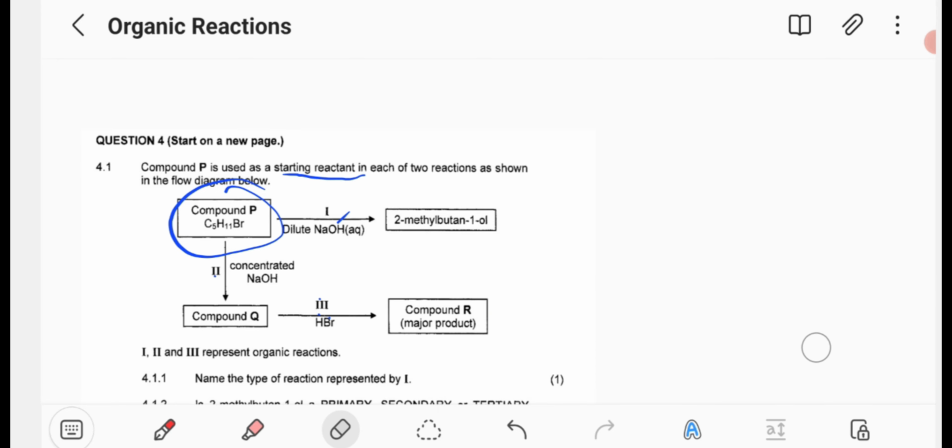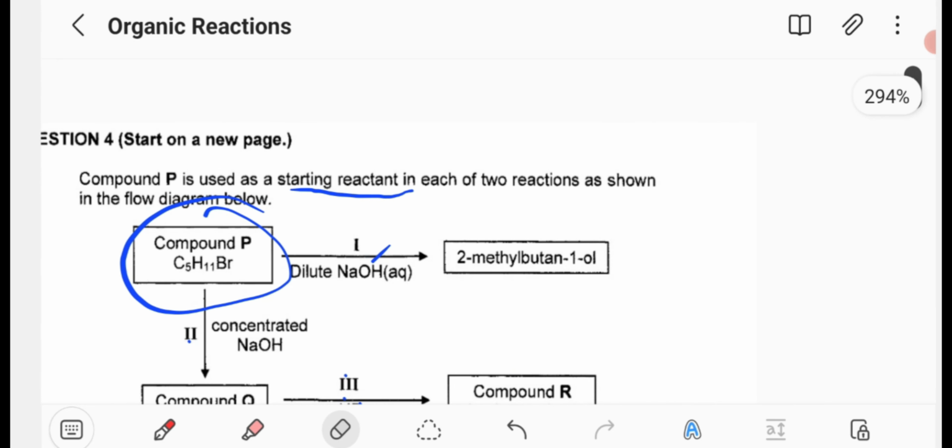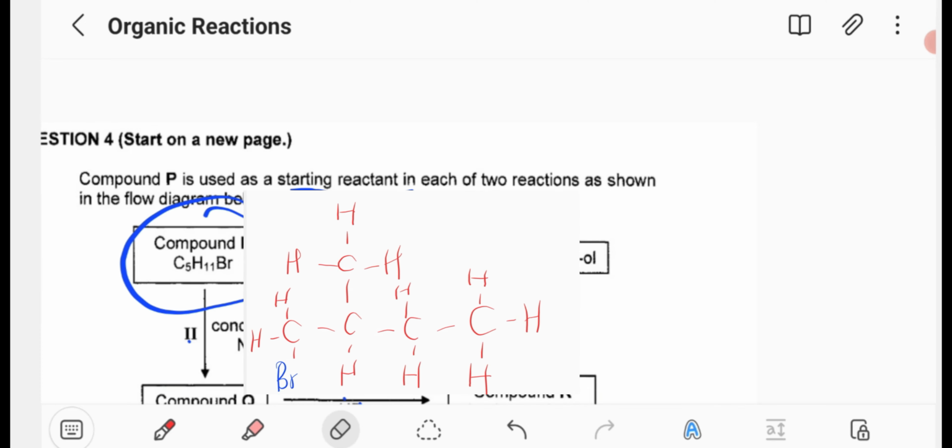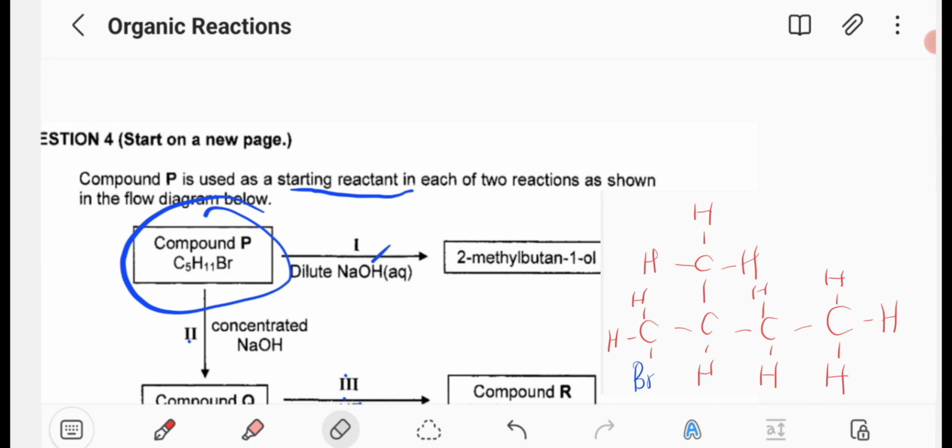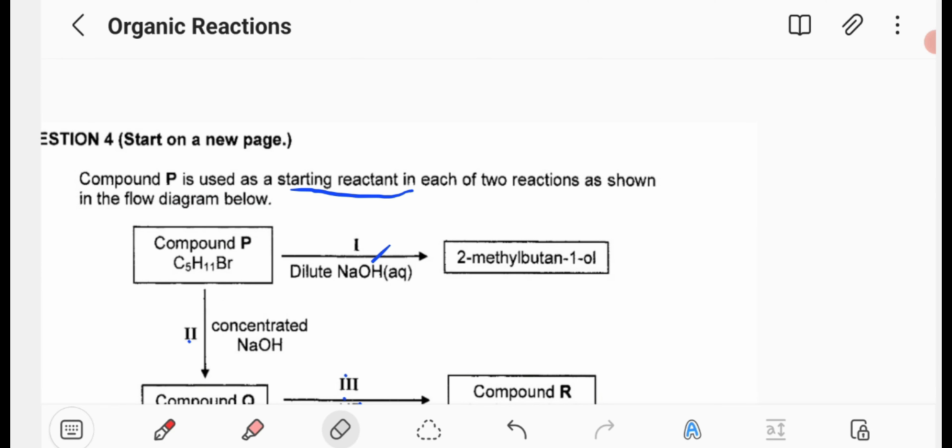When we look at compound P, C5H11Br, you may use your general formula to understand which one this is. If you draw its structural formula, this is how it looks. You can recognize already that in compound P all you see is only single bonds. So therefore this is a saturated organic compound.